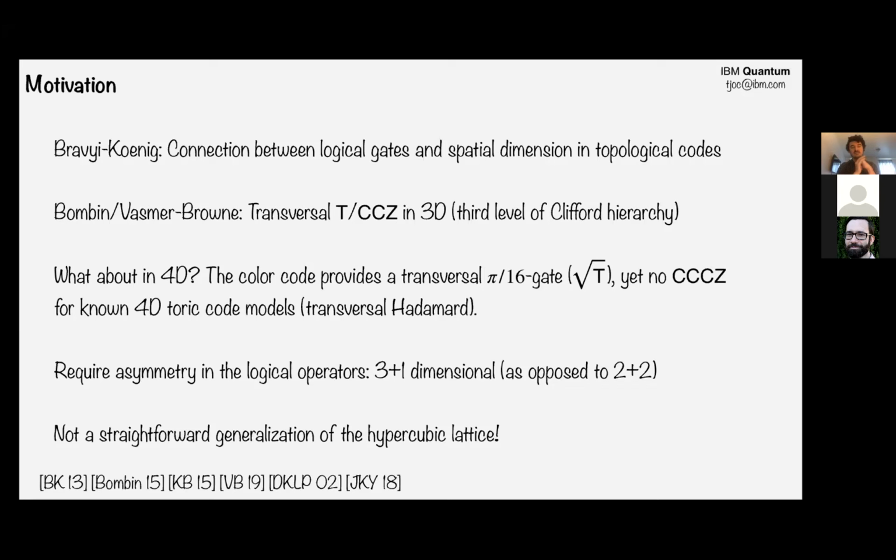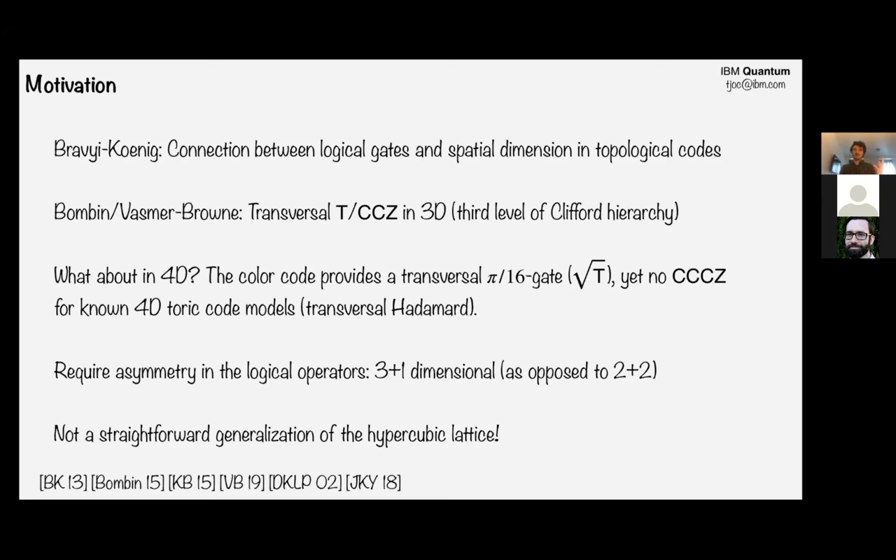And this is in contrast to the very famous 4D toric code from the early 2000s that was introduced for the purposes of self-correction. In that model, you actually get a transversal Hadamard. The reason for that is the logical X and logical Z mirror each other in terms of their dimension size. In order for it to be self-correcting, one of the requirements is that the logical operators are membrane-like, so they're both going to be two-dimensional planes.